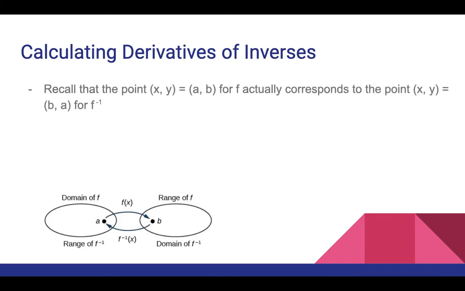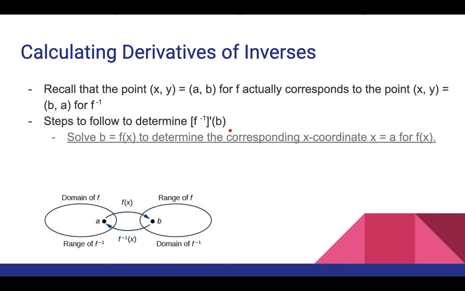So in order to calculate the derivative of inverses, recall that the point (x, y) equals (a, b) for f actually corresponds to the point (x, y) equals (b, a) for f inverse. So the steps to follow to determine the derivative of f inverse at b is that you're going to solve b equals f of x to determine the corresponding x coordinate x equals a for f of x. Oftentimes these problems will give you b for your inverse, the value for your inverse that you're interested in, but it won't give you the corresponding x value for your original function.